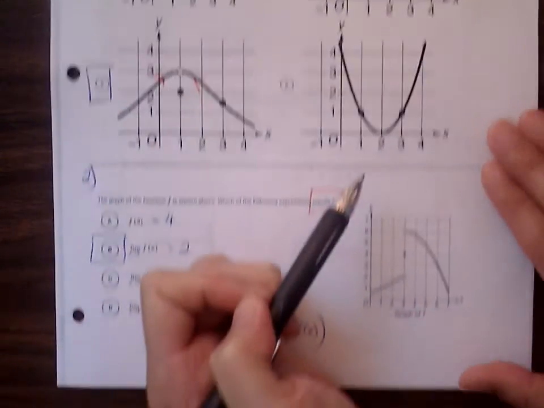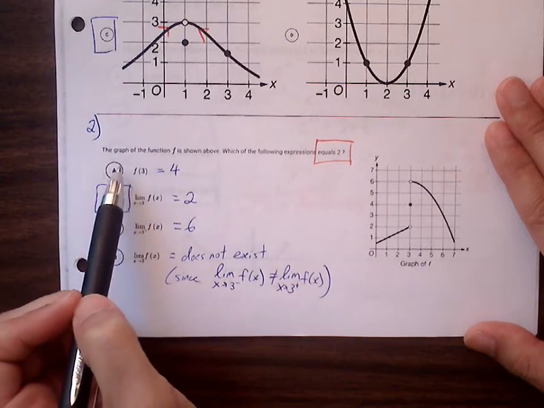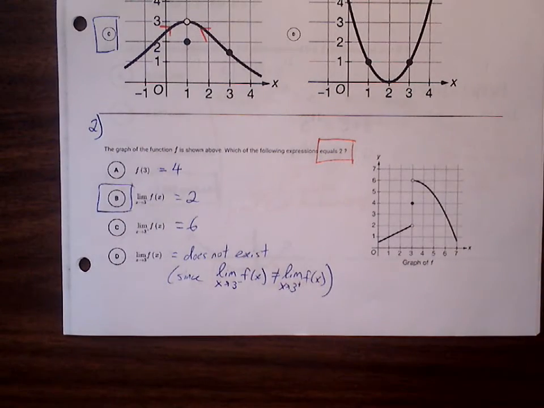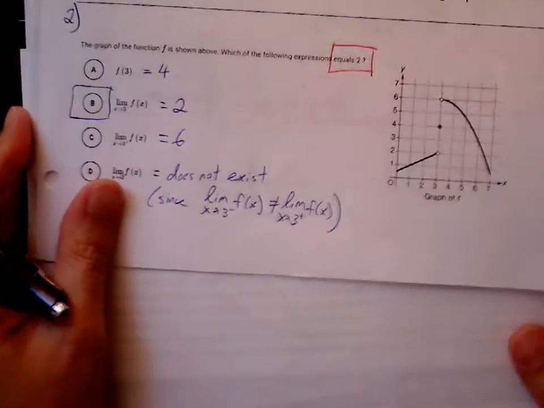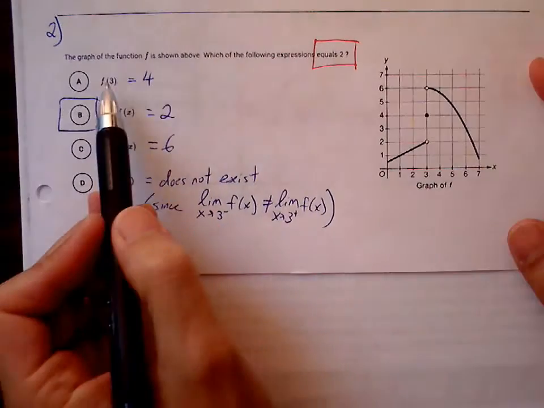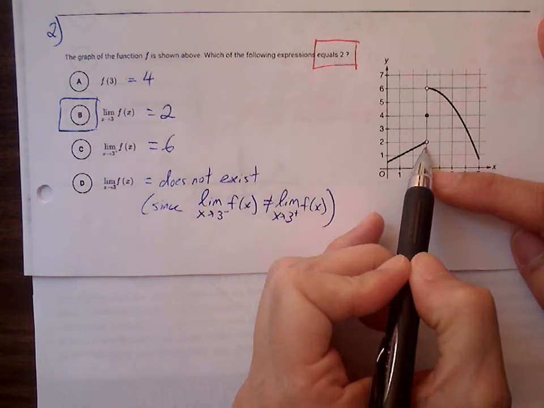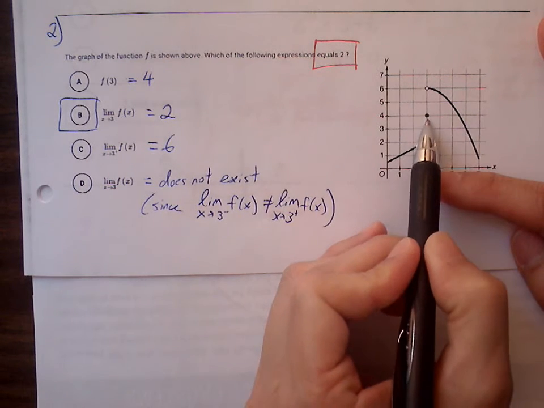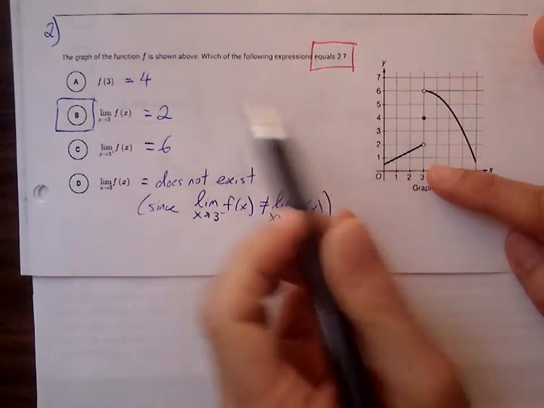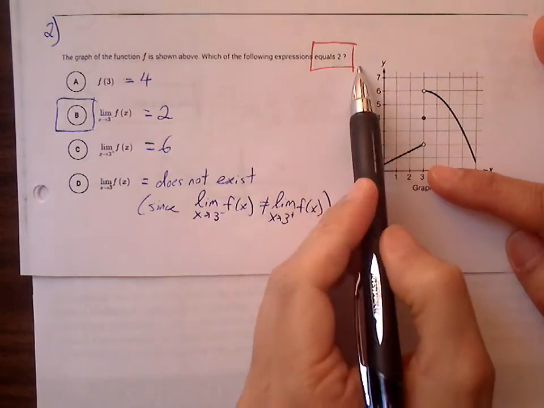Okay. Number 2. The graph of function f is shown. Which of the following expressions equals 2? First, f of 3. We're asking for the y value. It's not defined here, not defined here, but defined here. f of 3 is equal to 4, so that is not going to equal 2.